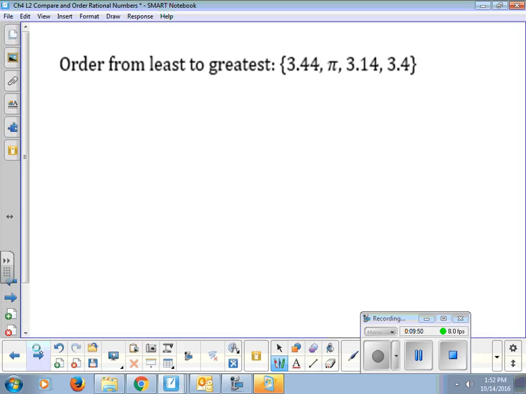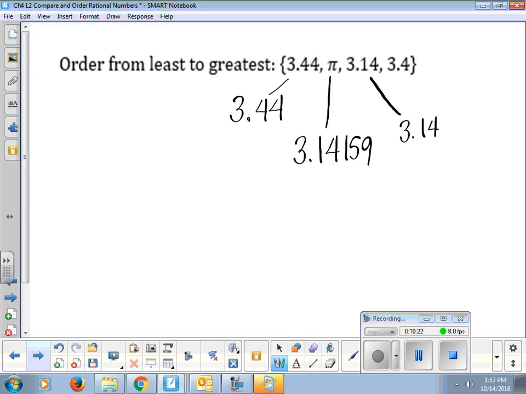Okay, for our next question, we want to order these numbers from least to greatest. We have 3.44, pi, 3.14, and 3.4. So if you want, we should change them all to decimals. This one's already written as a decimal. We have 3.44. What is pi written as a decimal? 3.141 something. 3.14159. And then we have 3.14, and the last one is 3.4, and that would be what if we added another digit? 0.